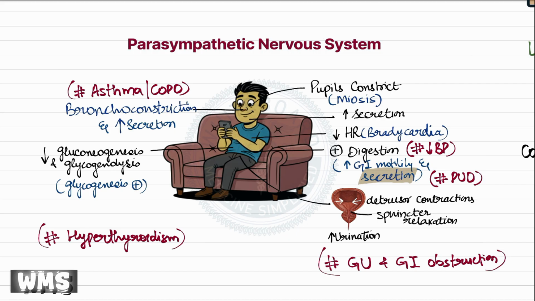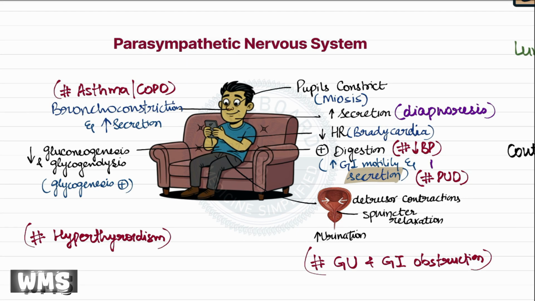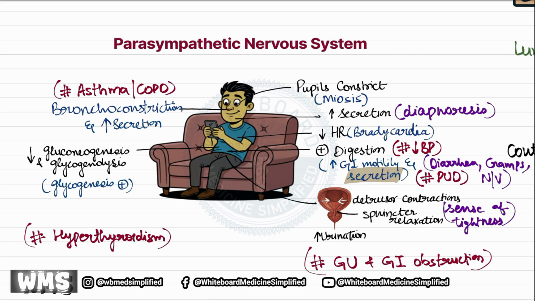Now, regarding the adverse effects, again, these reflect excessive parasympathetic activity. Patients commonly experience diaphoresis, that is, excessive sweating, which is one of the most frequent complaints. Gastrointestinal effects are also common, including diarrhea, abdominal cramps, nausea, and vomiting. Patients may also feel a sense of tightness in the urinary bladder due to increased detrusor muscle contraction. In the eyes, muscarinic stimulation can lead to difficulty with visual accommodation, making it harder to focus on distant objects.